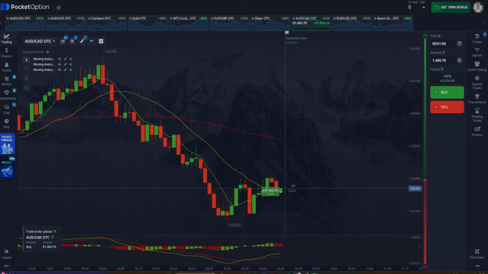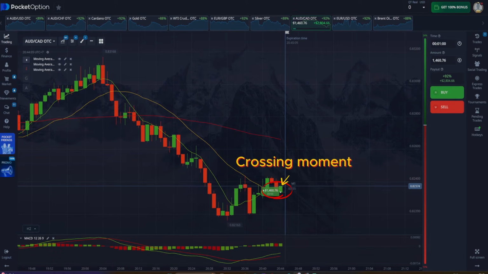All right, traders, now we're opening the market again. Our focus today is on the moving average crossover. Look closely, the fast MA has crossed above the slow MA. This crossover usually marks the beginning of bullish momentum, with buyers stepping in to dominate the move.